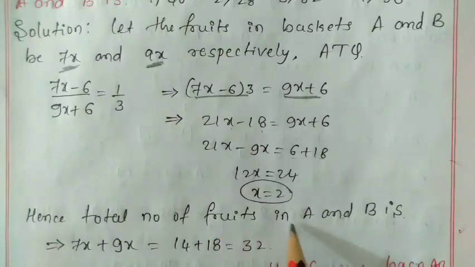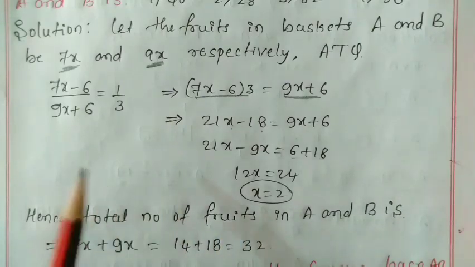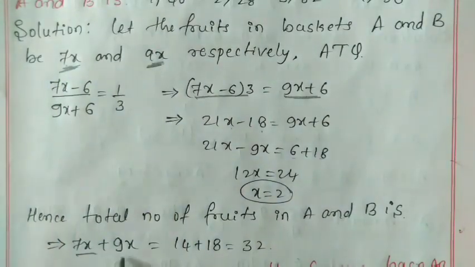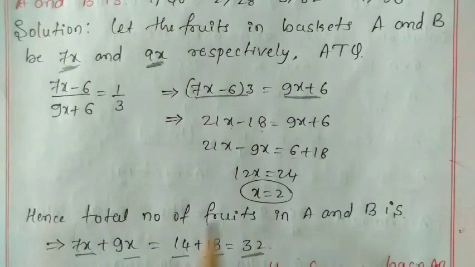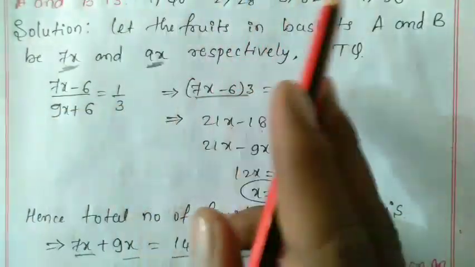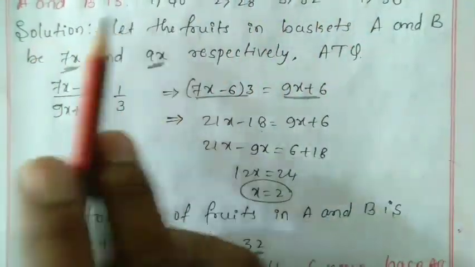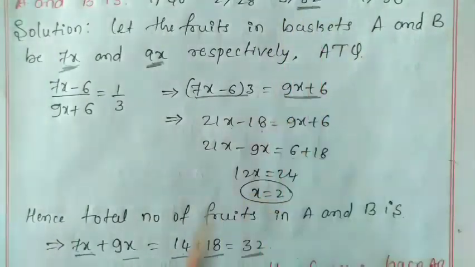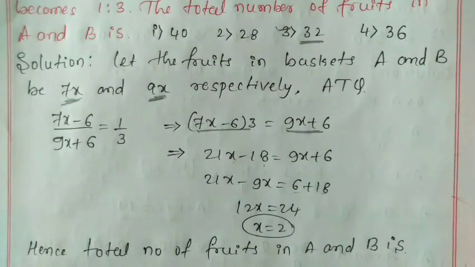Okay, so the total number of fruits in A and B: A is 7x and B is 9x. So 7x plus 9x, x value is 2. 7 times 2 is 14, plus 9 times 2 is 18, 14 plus 18 is 32. Therefore the total number of fruits in A and B is 32, and the correct option is 3, that is 32.